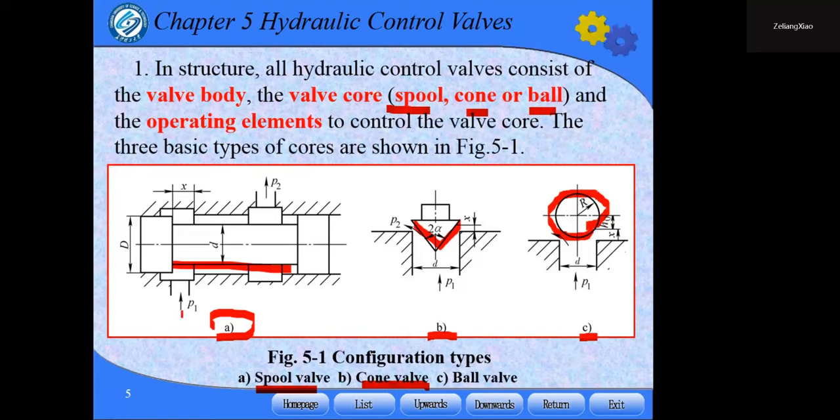You can see in figure A, the pressure oil goes through this direction and this direction, and finally goes out. So this is the inlet pressure and the outlet pressure. As I show in figure B, the oil goes in this direction and then out in this direction or in this direction. The third one is just the same as the above two.